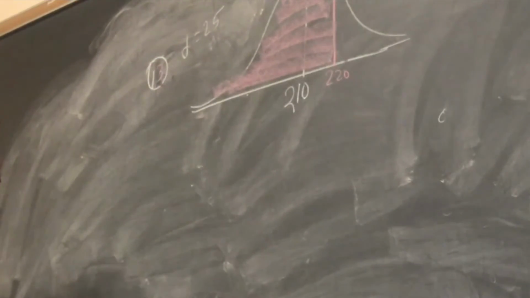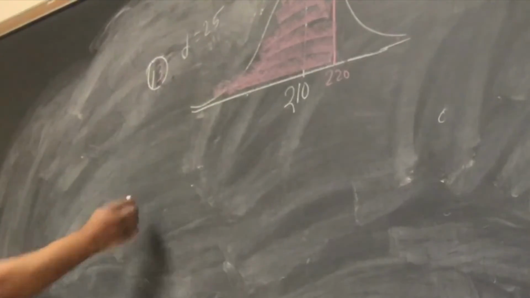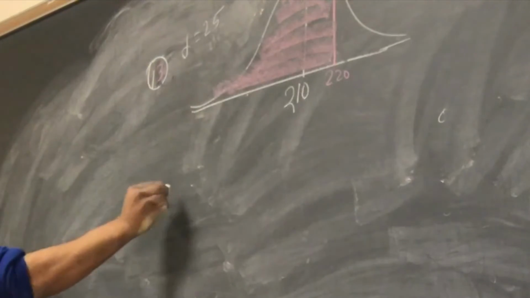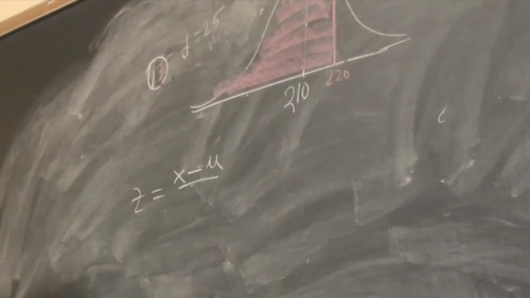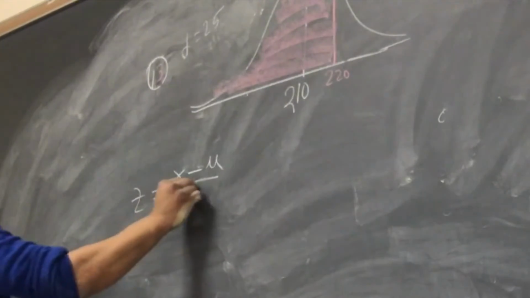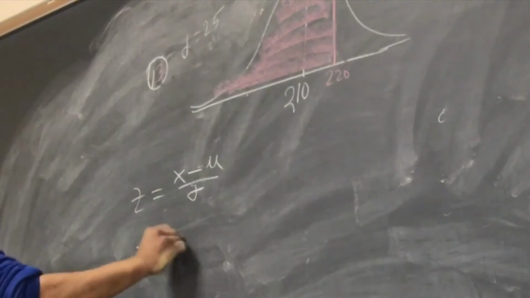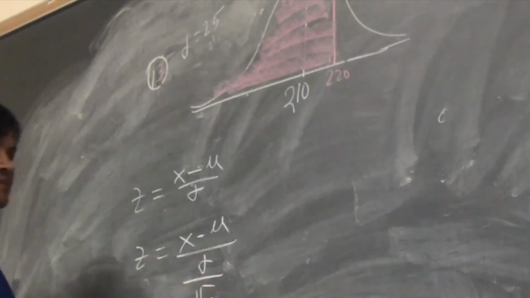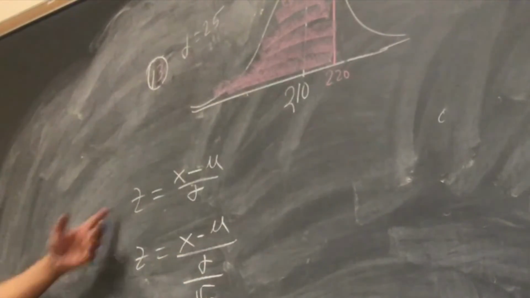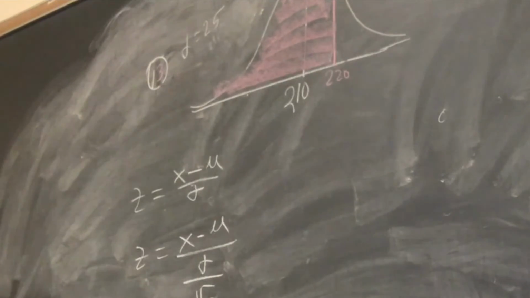All right, so what is our first thing to do? We have to decide which equation to use. Now there are two equations. I'm going to remind you. Z is equal to x minus mu over standard deviation, and Z is equal to x minus mu over standard deviation over root n. So which one are you going to use for this one? The first one.